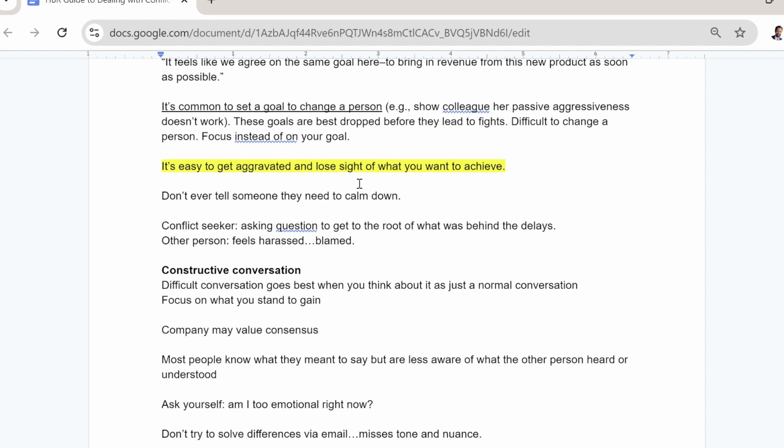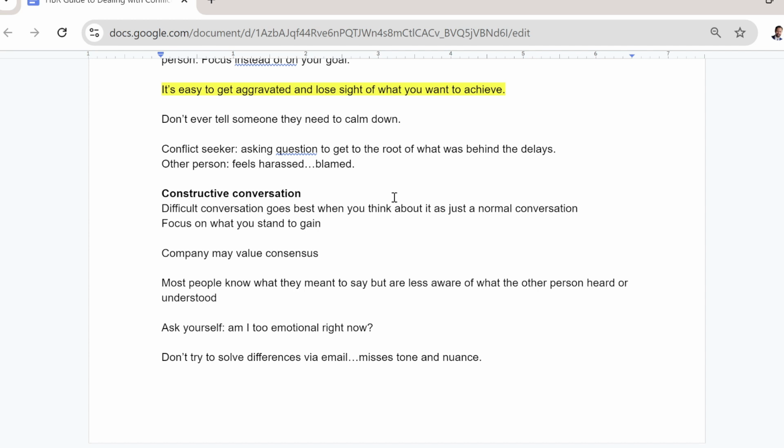It's common to set a goal to change a person, but often that goal is not good. So, for example, you want to show your colleague her passive aggressiveness doesn't work. These goals are best dropped before they lead to fights. It's difficult to change a person. It's much easier to just focus on what you want to get out of the situation. In other words, the goal. It's easy to get aggravated and lose sight of what you want to achieve.